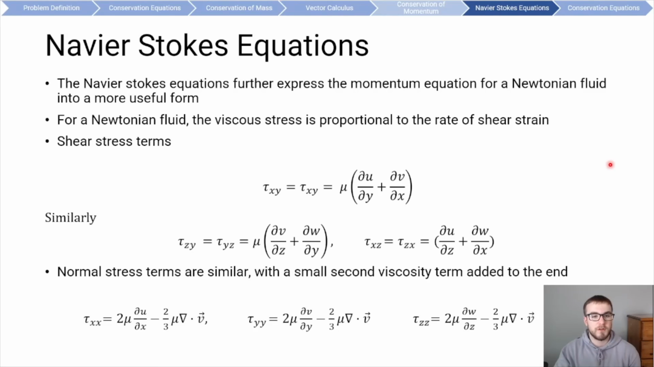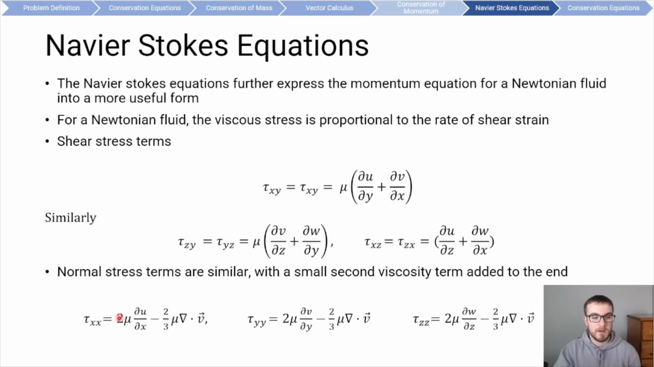So Newton's law of viscosity states that for a Newtonian fluid, the viscous stress is proportional to the rate of shear strain. This is the equation you may have seen before from fundamental fluid mechanics courses, that tau xy is proportional to the rate of shear strain, which is partial u partial y plus partial v partial x, simply multiplied by the dynamic viscosity. And similarly for the shear strain terms in the zy and xz directions, we can write the expressions as such.